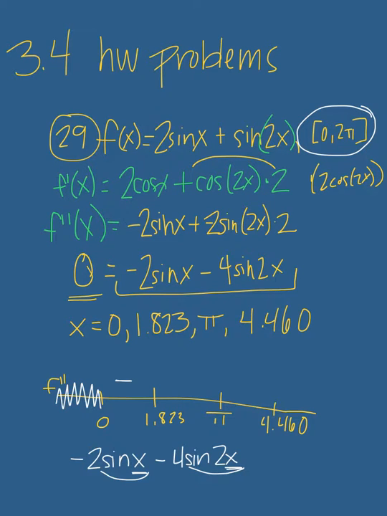If I plug in a number between 1.8 and pi, I think pi over 2 would be an easy one. If I plug pi over 2 into this x, the sine of that is 1, so I'm going to have negative 2. If I plug pi over 2 in here, 2 times pi over 2 is pi, so that's 0 and that just goes away. I think I did something wrong because I got a negative. Hold on. I should not have plugged in pi over 2. Pi over 2 is actually less than 1.8, so that doesn't make sense. I need to plug in something that is bigger than that.